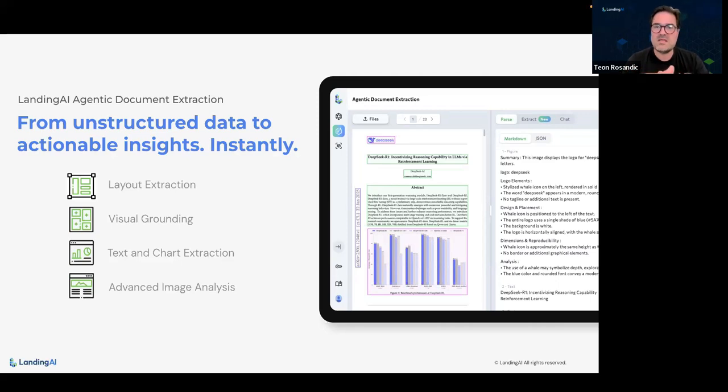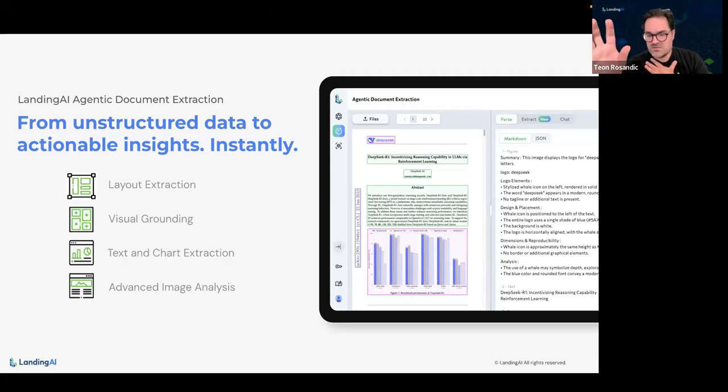So we're not just getting blocks of information, but we're also understanding the interconnection and the actual interdependencies in how the information is laid out and how they relate to each other. So it's a very important process in that way. In addition to that, we also have the ability to visually ground that information. Once we've extracted it, we can allow you to link back and see exactly where in that document that information came from.